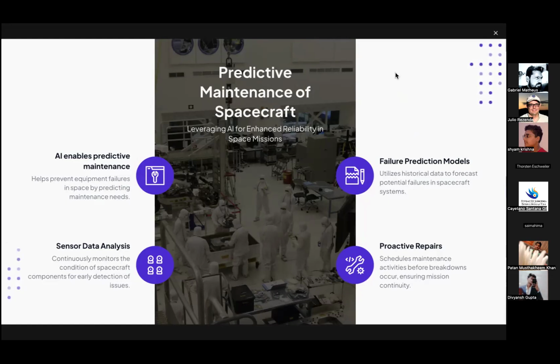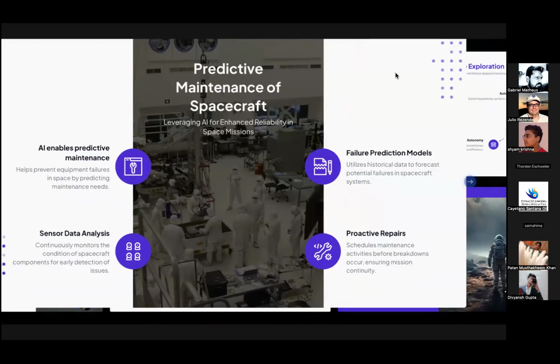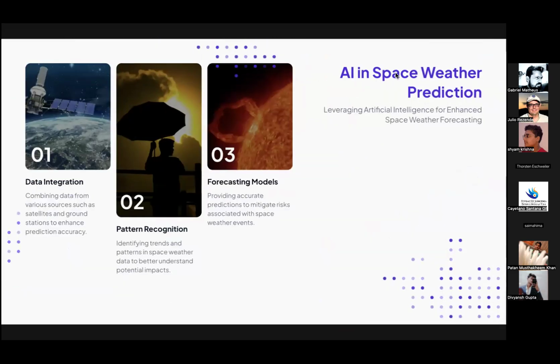And let's go to the next slide. AI space weather prediction.